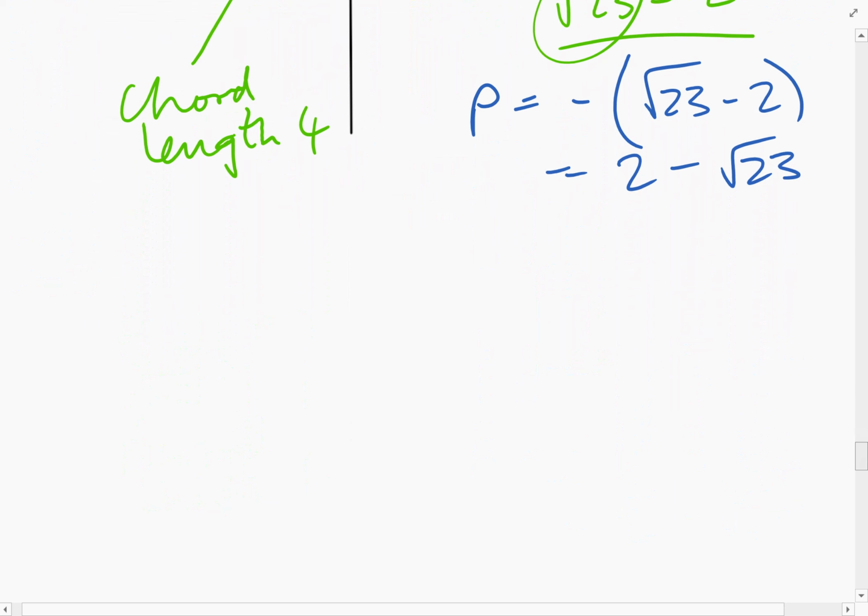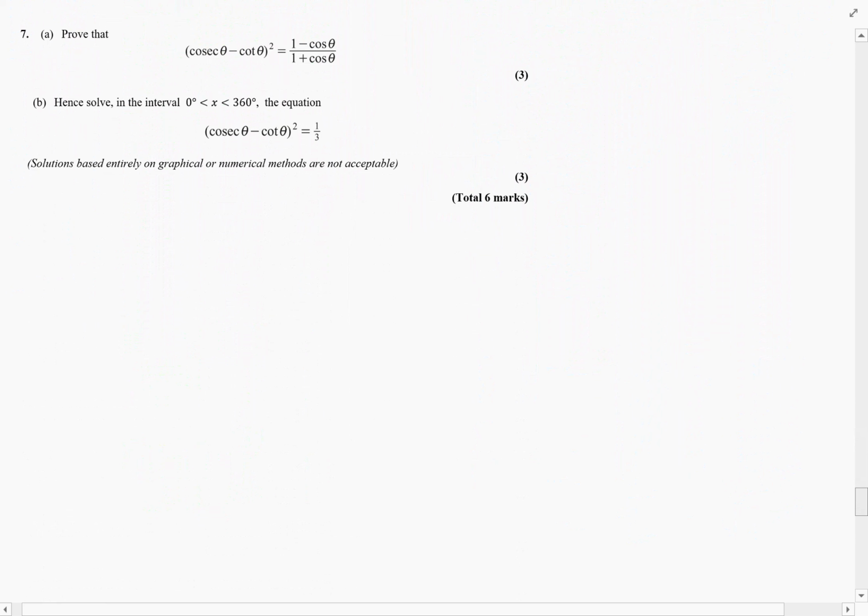Let's have a look at question 7. Okay, I think this caused a bit of trouble, although I saw quite a few good answers to this. I think I would start off by changing cosec and cot to 1 over sine theta and cos theta over sine theta. You've got to decide when you start off one of these questions whether you're going to start with the left hand side and finish with the right, or vice versa. This probably works in both ways, but I'm going to start with the left hand side and end up with the right hand side, hopefully.